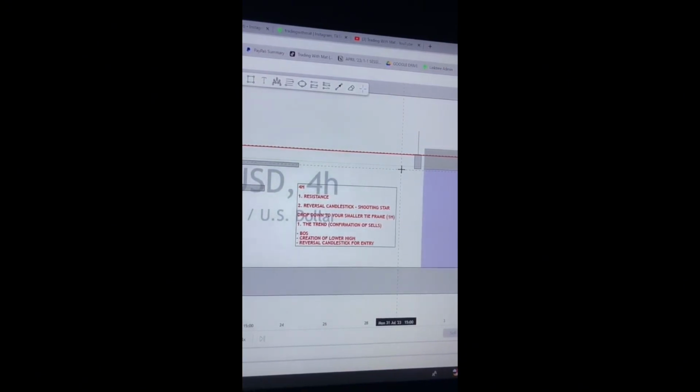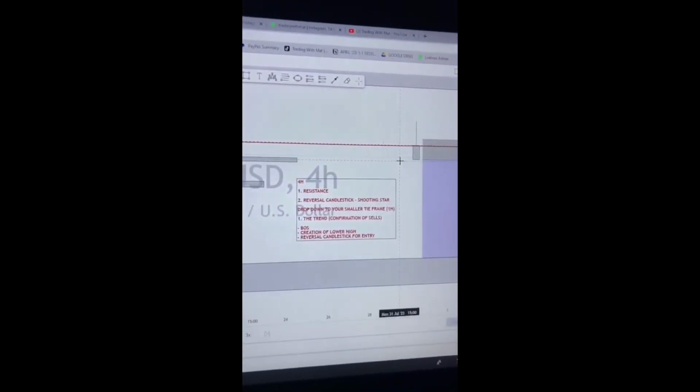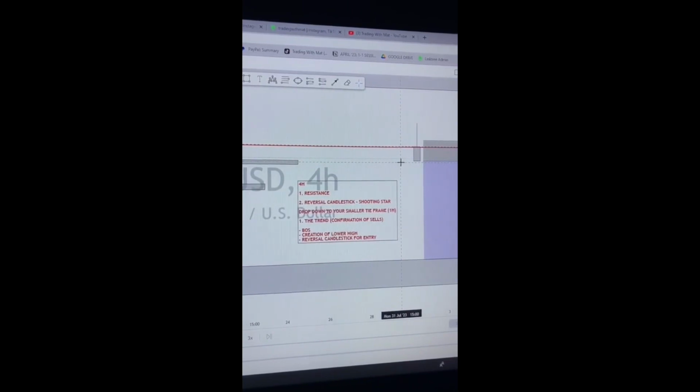It's called the correlation of time frames. When you correlate your time frames, you're basically saying, let my bigger time frame also confirm what I'm seeing on my smaller time frame, or let my smaller time frame also confirm what I'm seeing on the bigger time frame.